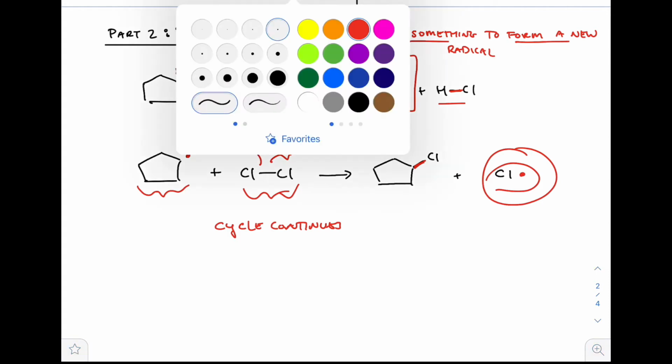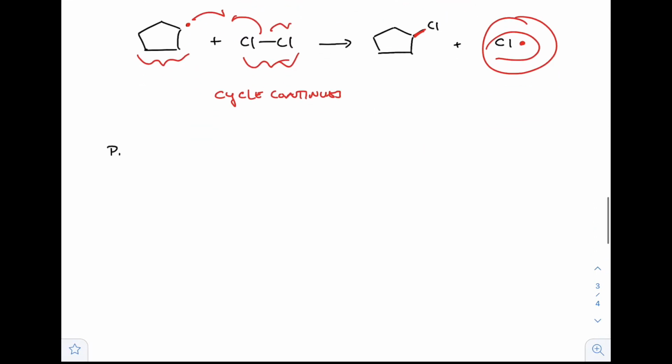And that's what's super dope about propagation. So that's what the definition is. It's really just the radical reacting with some species to form a new sigma bond and a new radical, and then boom, boom, boom. Okay.